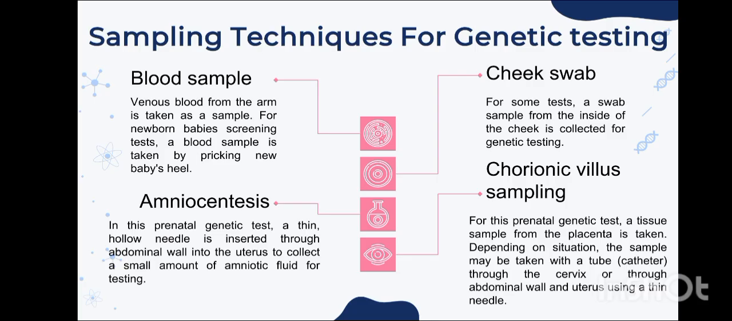So next is sampling techniques for genetic testing. The sampling methods are: first, blood sampling; second, cheek swab; third, amniocentesis; and fourth, chorionic villus sampling. For a blood sample, venous blood from the arm is taken as a sample. For the newborn screening test, the blood sample is taken by pricking the baby's heel. So for adults it is taken from the arm, that is venous blood, and in the newborn it is taken from the baby's heel.